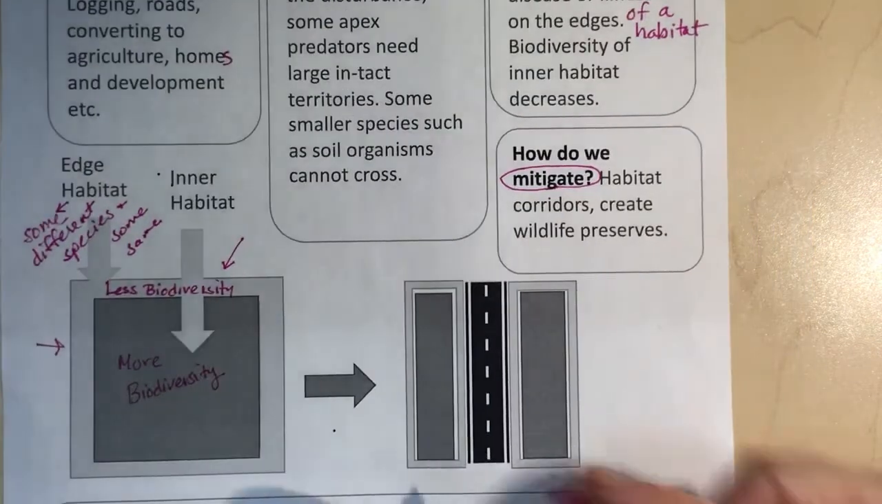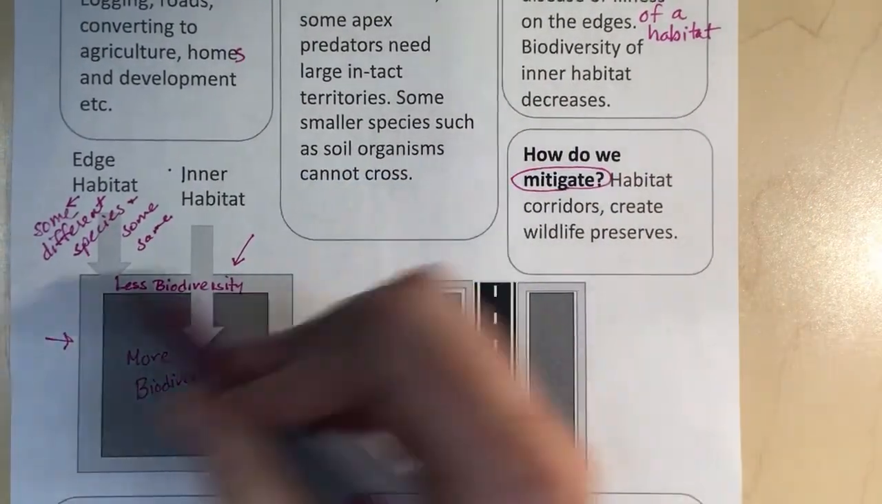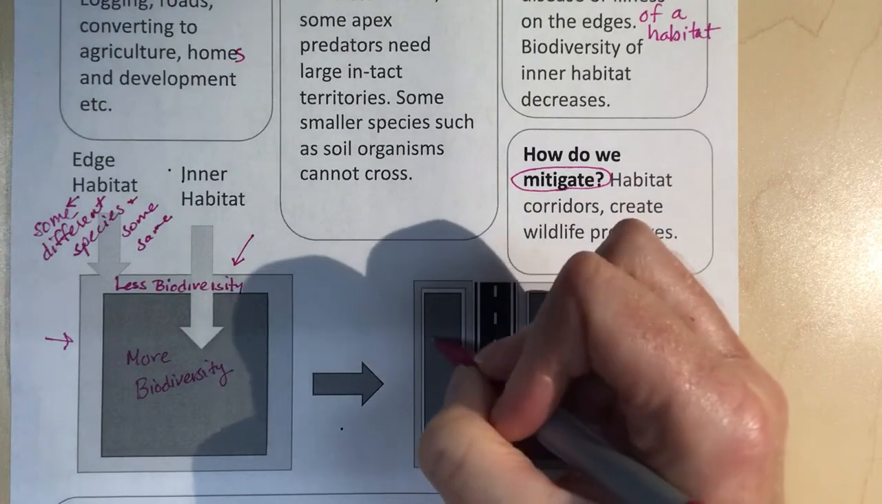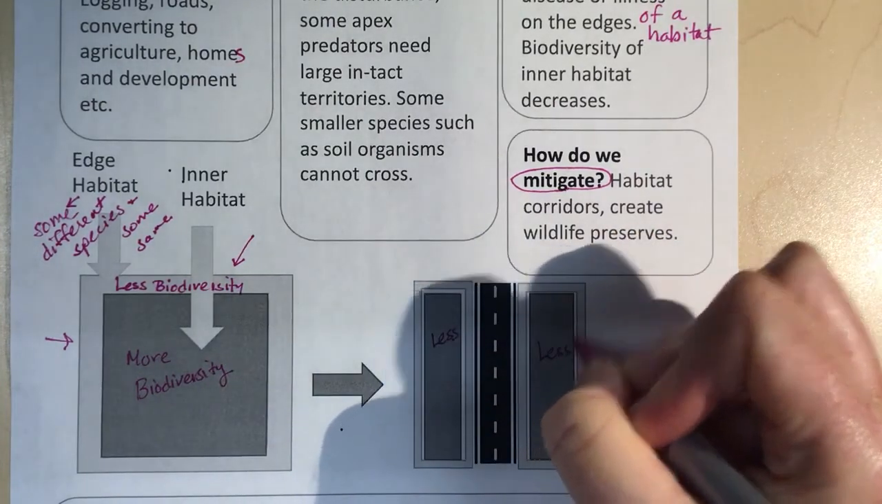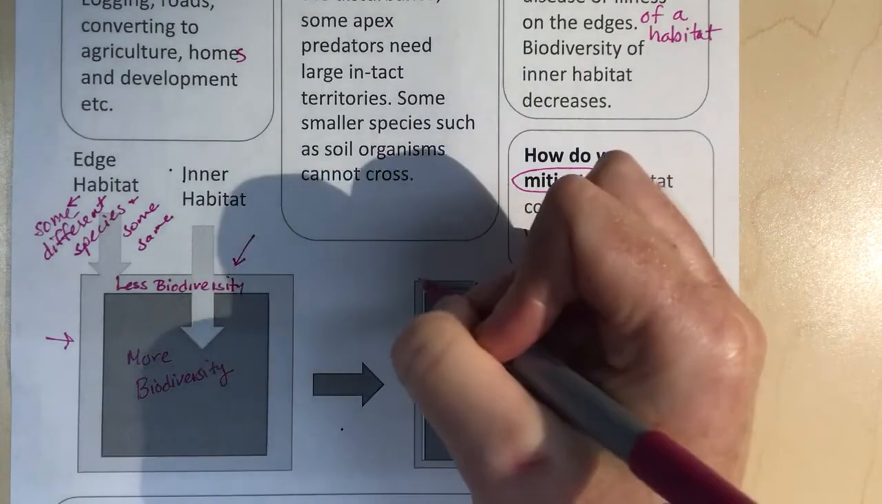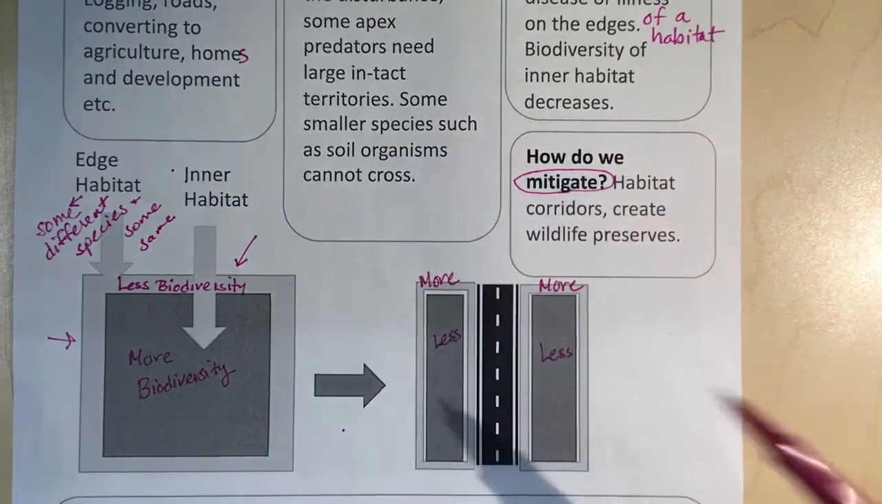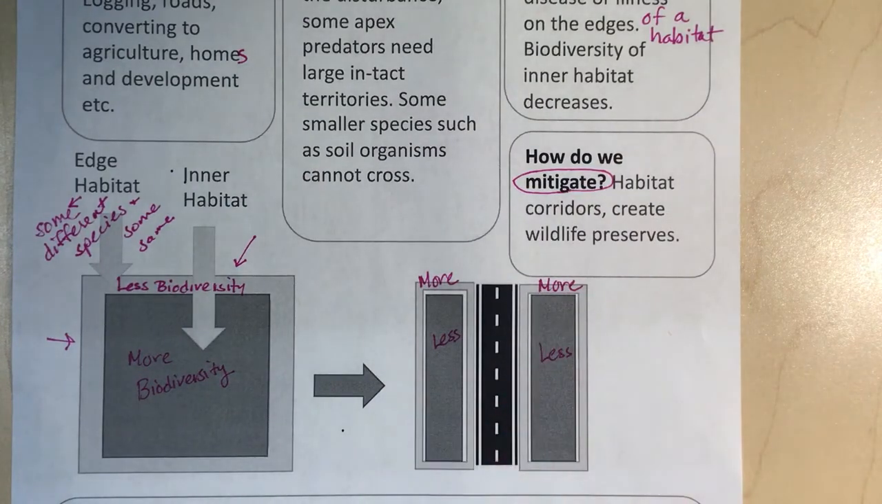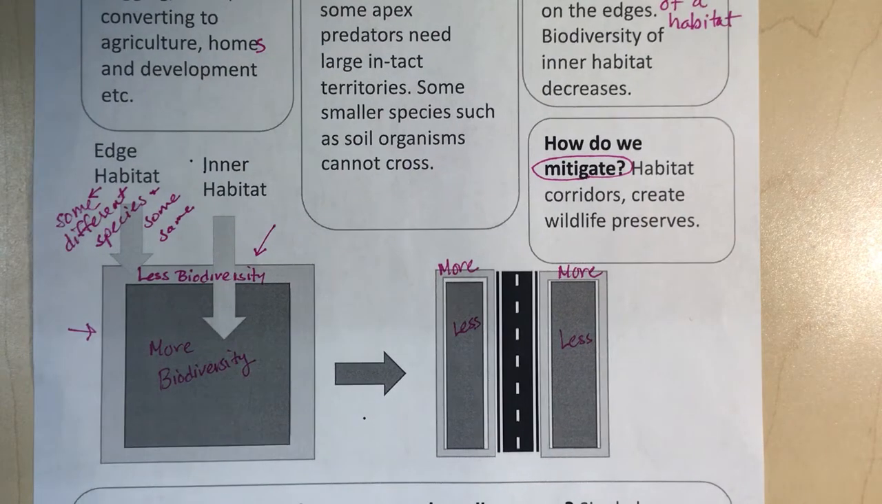Okay, and so this is an example of fragmentation here. They built a road right down the middle of this habitat. And so now you have less intact and you have more edge. So more edge, less inner. And so your species here are going to decline overall, less biodiversity, less species.